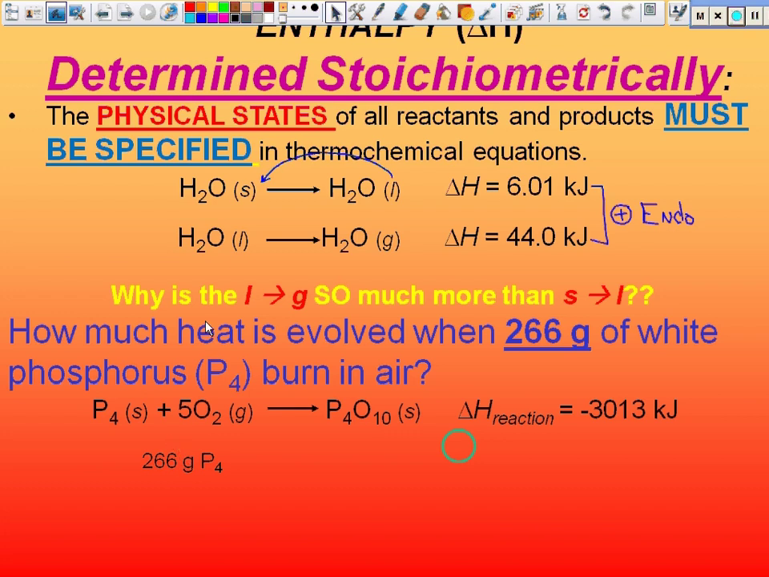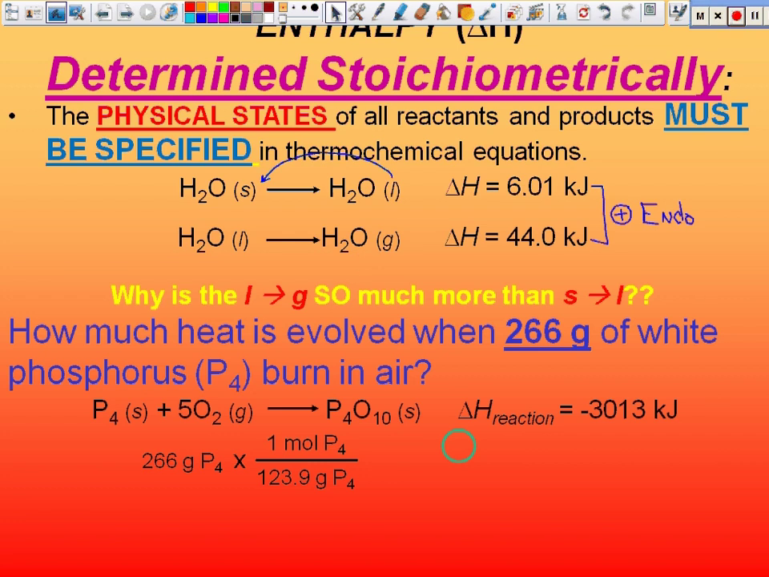266 grams of P4. Now, what's the question? What are we trying to get? How much heat is evolved? Okay. So if we have grams, what's the first thing we got to get to? Moles. All right. So do your next step. Now, where in the world did that 123.9 come from? The molar mass of P4.